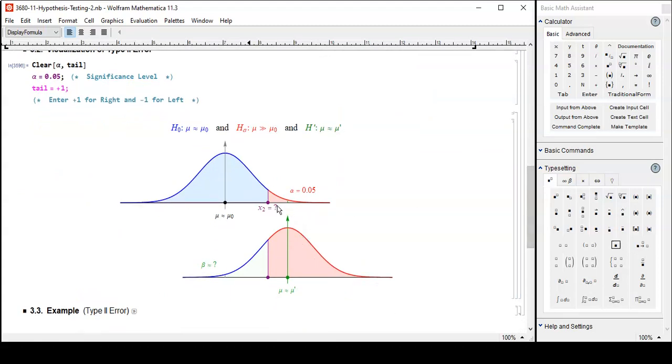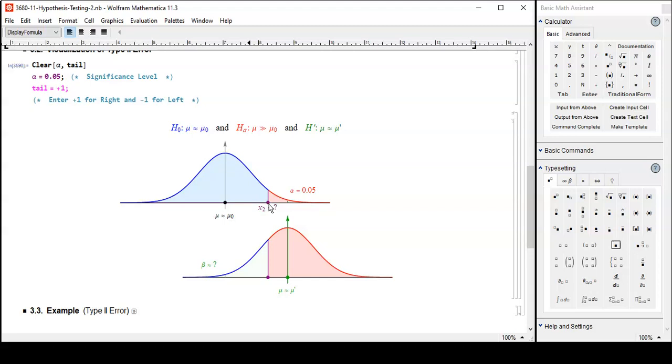Mu is greater than mu 0. So here in the first picture, we have shading to the right with alpha value at 0.05. So that's a significance level. And based upon that significance level and sample size and everything, we can get the standard error and we can get this critical value.